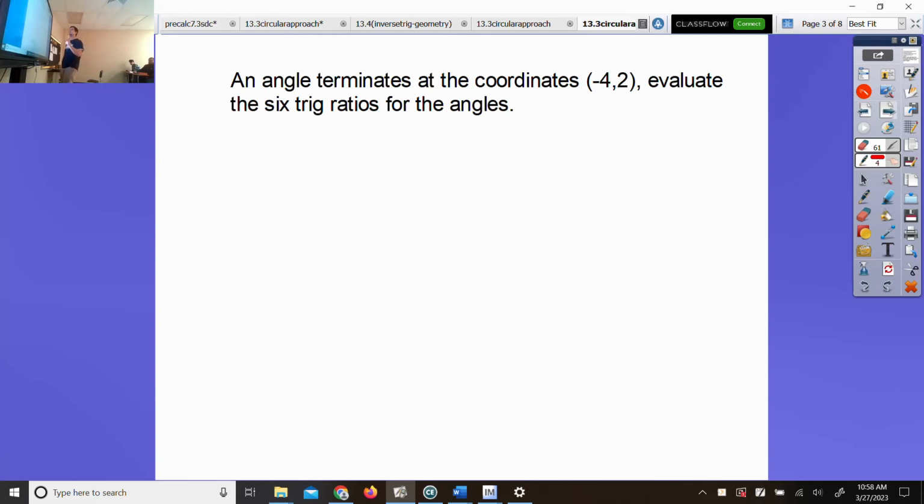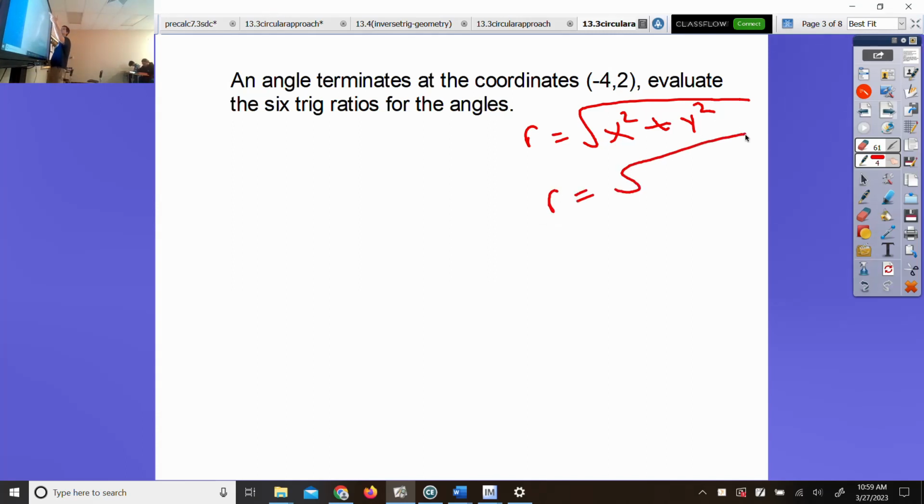Now, in order to use your circular ideas, what do you have to know? You have to know the radius. How do you find it? What's the formula for finding a radius? You wrote it down. x squared plus y squared. Just plug numbers in there and go with it. That's all you do.